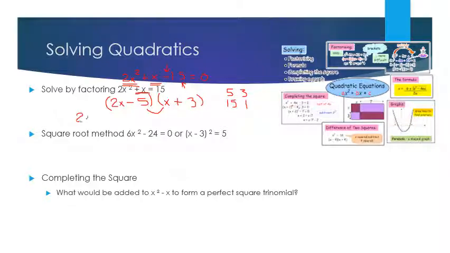Well, if 2x minus 5 equals 0, then 2x has to equal 5 and x would equal 5 divided by 2. If x plus 3 equals 0, then subtracting 3 from each side gives me x equals negative 3.